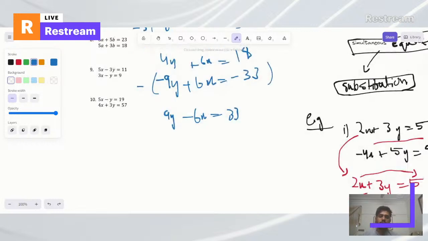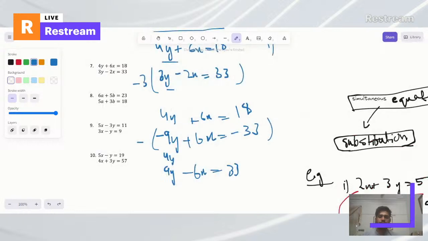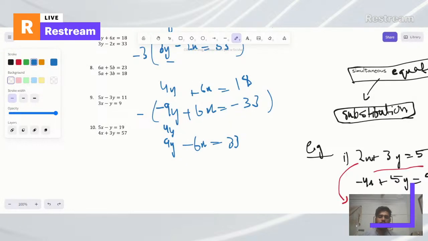And now on the top it was 4y plus 6x equals 18. Now we're going to add both of these equations. So it's going to become 13y, and then the 6x would cancel out. So it becomes 0, and 18 plus 33, what's the answer? 18 plus 33 gives me 51, right? So I have 13y equals 51.